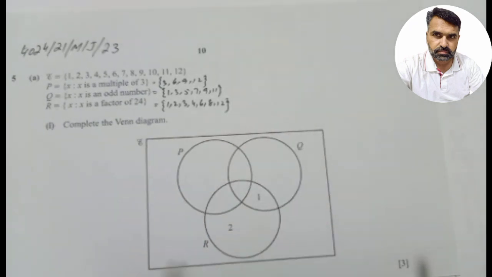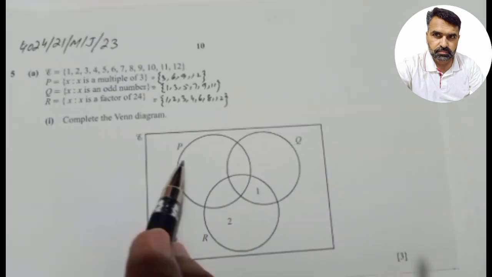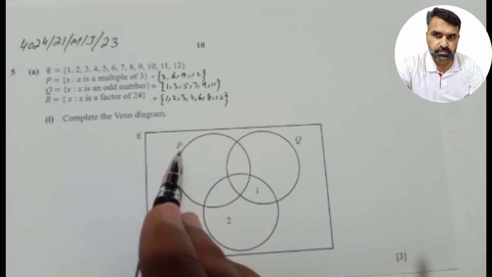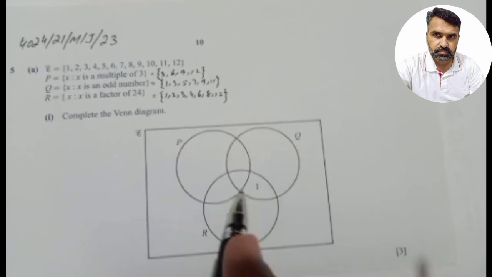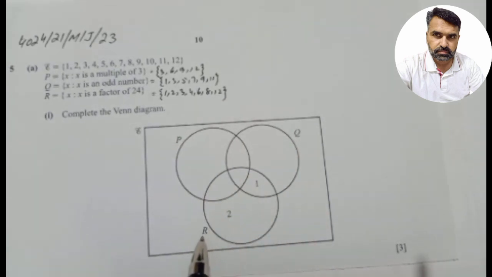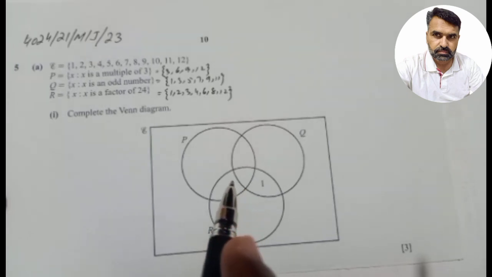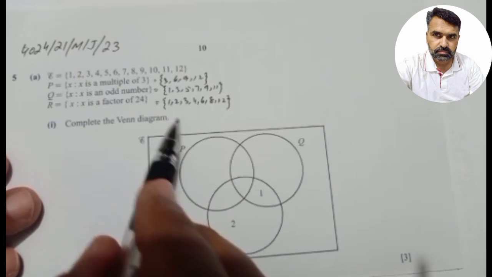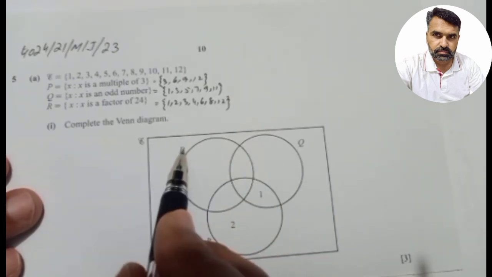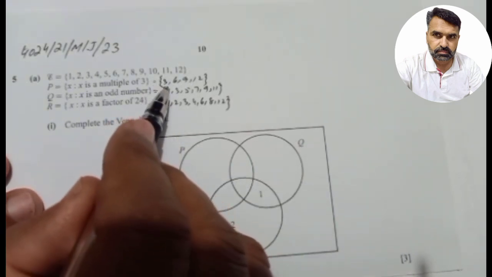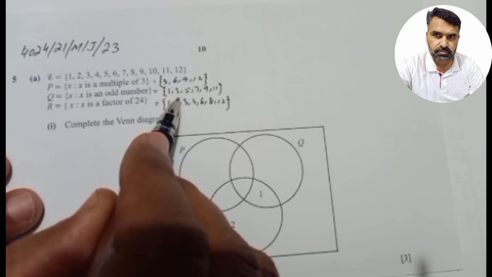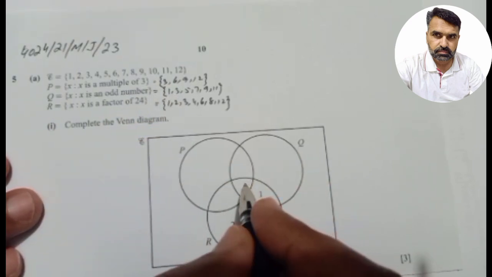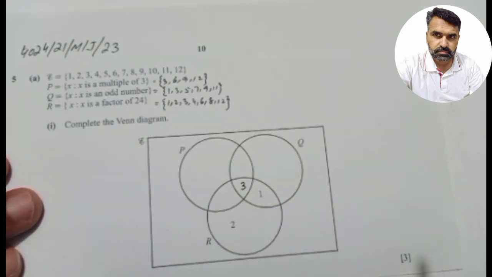The rectangle is representing the universal set, and this circle is for set P, this circle is for set Q, and this circle is for set R. Now students, first we will find which number is common between all three sets P, Q and R, and there is only 3. That is the common entry between P, Q and R. So 3 is written here.